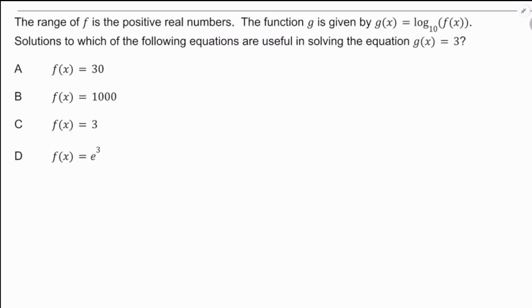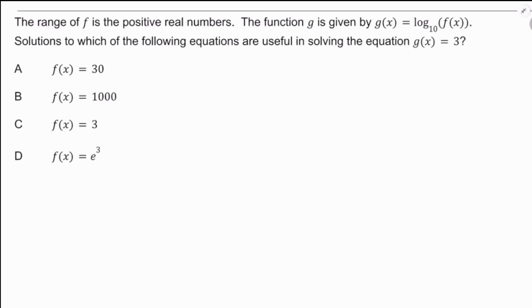All right, now here's one more I want you to think about. So the range of f is the positive real numbers. g is given by g of x equals log base 10 of f of x. So what they're saying is that you don't have to worry about g of x being undefined because f of x is always positive. So solutions to which of the following equations are useful in solving the equation g of x equals 3?